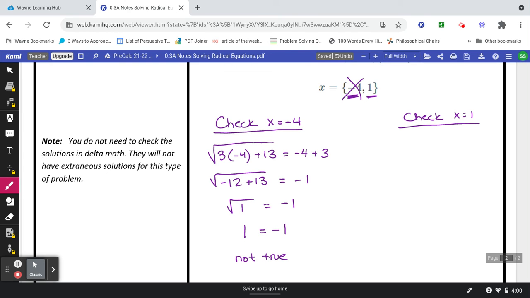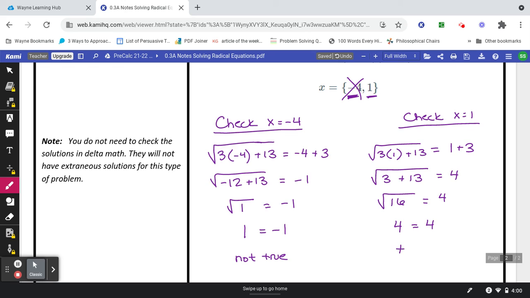Not true. So that means x equals -4 is not an actual answer. Let's cross it out. And we'll check +1. So again, all the way back into the original problem. Three plus 13 equals 4, just simplifying. Add those together. Bring down the 4. Take the square root of 16 to get 4. Bring down the 4. That is true, which means that +1 is my only solution.